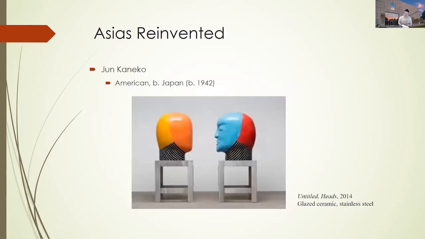So we're going to go back to June Kaneko. And you may be familiar with a piece like this. He is known for his monumental ceramic sculptures. And this one is just Untitled Heads. I forgot to add the dimensions on here, but I'll give them to you. They are 70 inches tall by 25 by 33 inches. So these are huge installations.